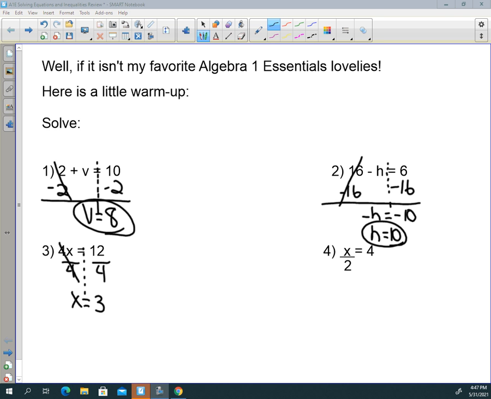Last one, number 4, you are dividing. You have x divided by 2 equals 4, and so you're going to multiply by 2 on both sides. That creates this cancellation, and you have x equals 4 times 2, which is 8.